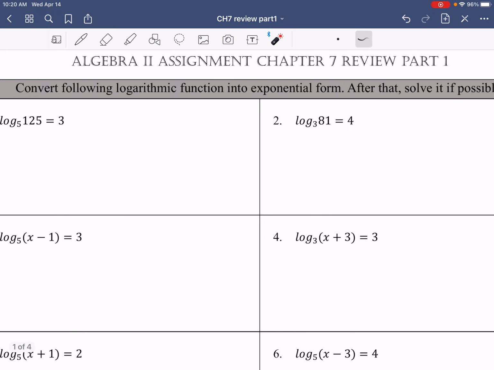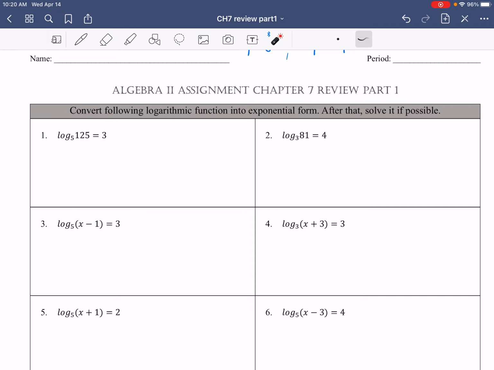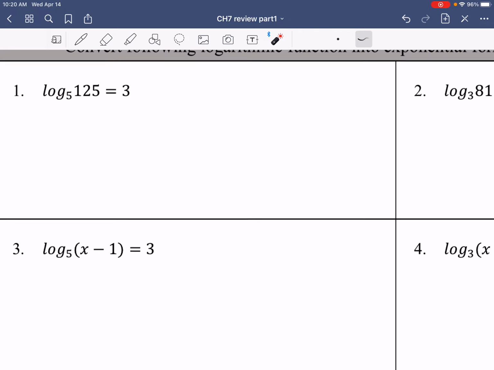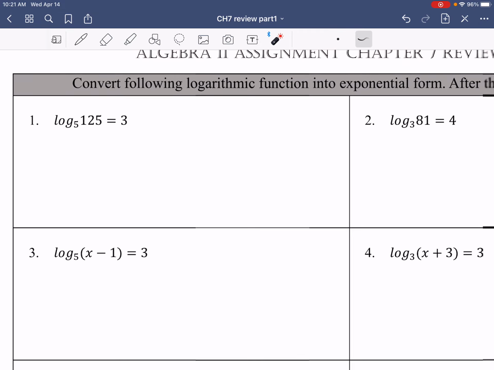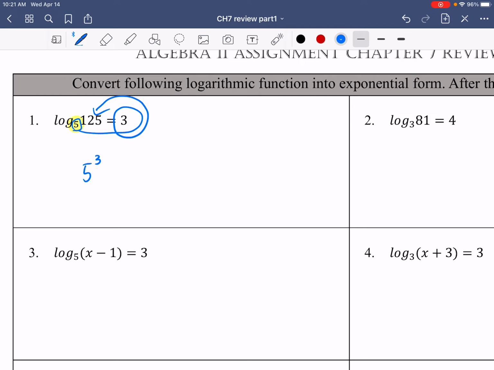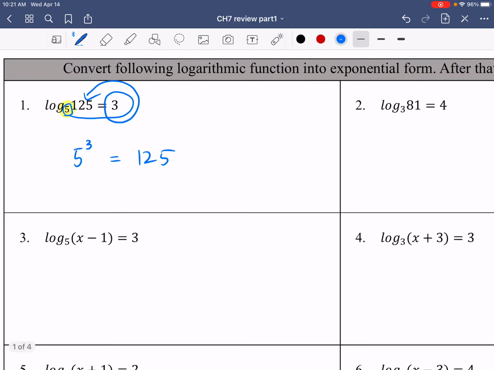First, it says convert. Convert means change, right? Convert the following logarithmic form into exponential form, and then solve it if possible. So if you can solve it, like if there's an x, you can solve it. All right. First, as I told you, always circle the base, or highlight the base, and do a beautiful curve. If it's log base 5 of 125 equals 3, then 5 cubed is equal to 125. And that's it. Try the question on the right.